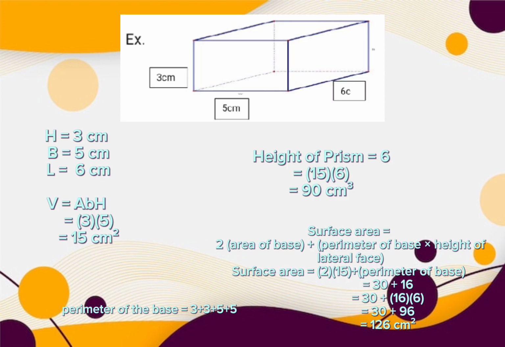Then after, 30 plus 16 times 6. In the formula of surface area, we multiply the perimeter of the base and the height of the lateral face, which are 16 and 6. So 16 times 6 is equal to 96. Just copy the 30. After that, we sum up the 30 and 96. 30 plus 96 is equal to 126 cm squared.